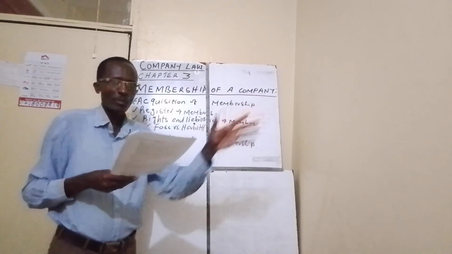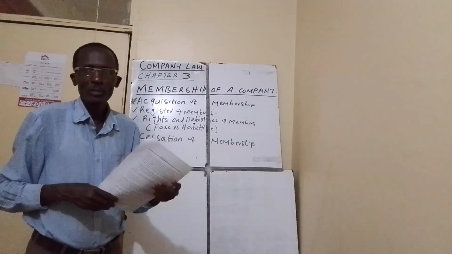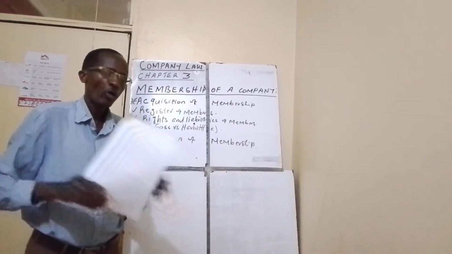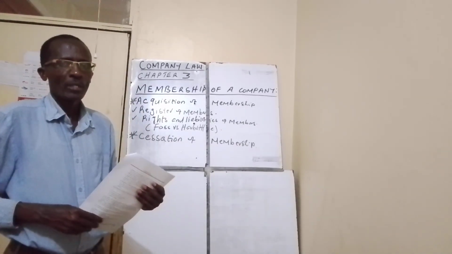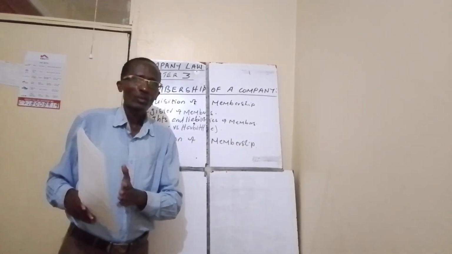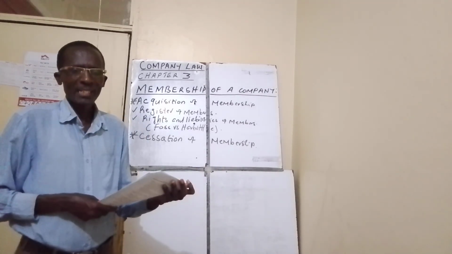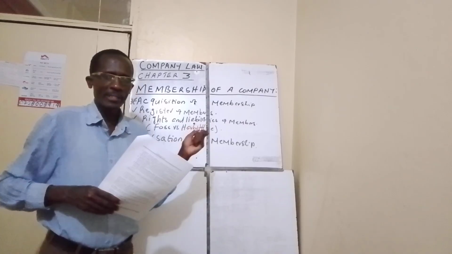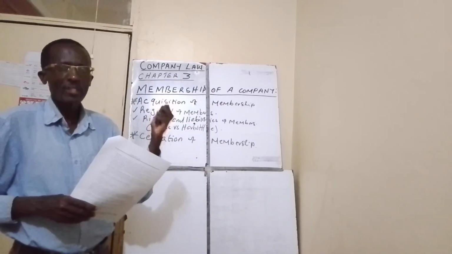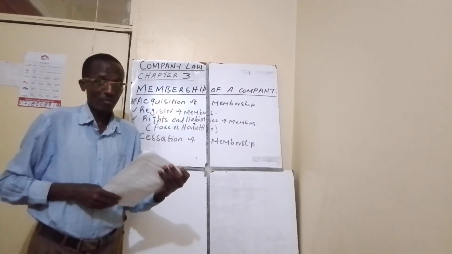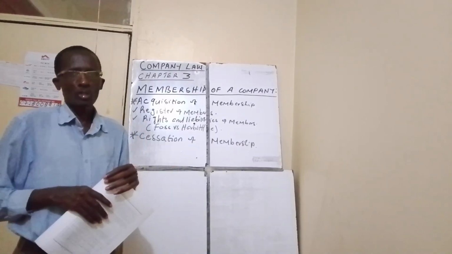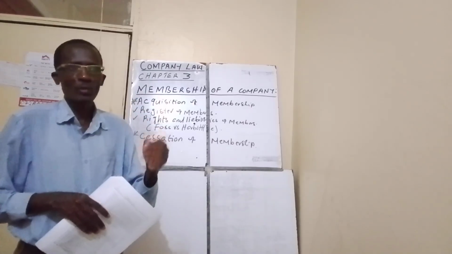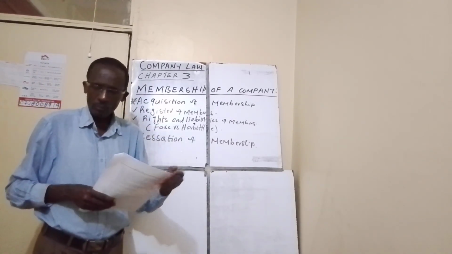Remember, transfer, you are selling your shares. In this case, there are two ways in which you can sell your shares: either full transfer or partial transfer. If you make a partial transfer, you are not selling all your shares. So in that case, partial transfer will not result in you ceasing to be a member. The only transfer which can result in you ceasing to be a member is full transfer. You are selling all your shares to the other person.